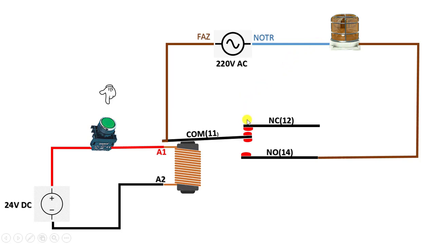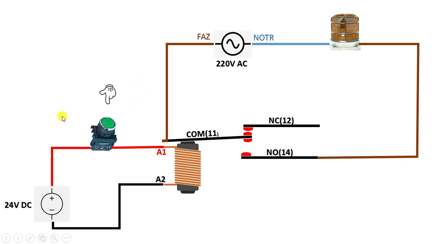Let's take a look. When I trigger the start button, the required energy will come to my coil and my coil will create a magnetic field as it is energized. This magnetic field will also provide physical movement to the COM end, creating a connection with the normally open contact. In this case, my open contact will become closed. My closed contact will become open. And since the circuit will be completed through my open contact, my load will be energized. If you want, let's observe it together through the simulation.